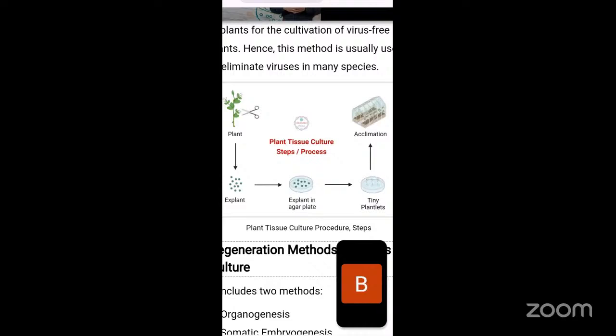Next, the tissue culture technique is somatic embryogenesis. Besides organogenesis, another one is somatic embryogenesis. So here two methods are there: one is organogenesis and another one is somatic embryogenesis. What is somatic embryogenesis?